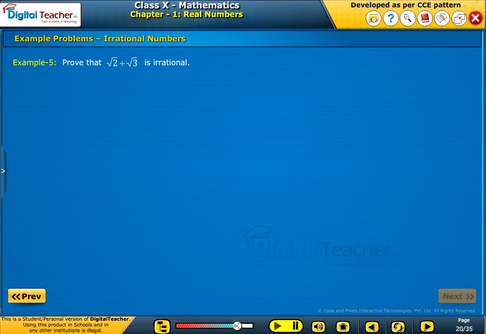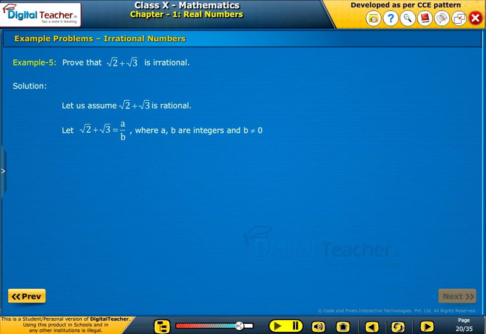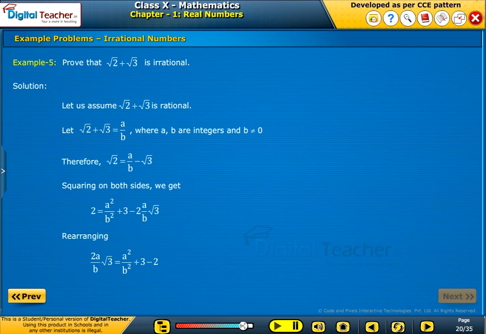Prove that root 2 plus root 3 is irrational. Solution. Assume the given one is rational. Let root 2 plus root 3 is rational and equal to a by b, b not equals to 0. Hence root 2 is equals a by b minus root 3. Squaring on both sides we get, rearranging.